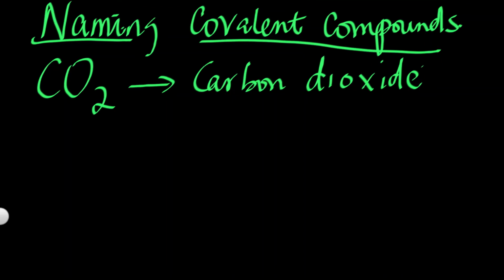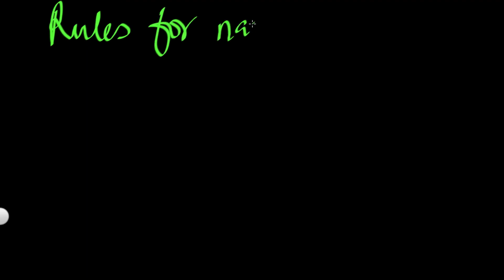Why we call this carbon dioxide, and how did we end up saying this is just carbon, and yet the other part we say we ended with IDE. Why didn't we end the first part with IDE? I'm going to show that. So let me write the rules for naming covalent compounds.